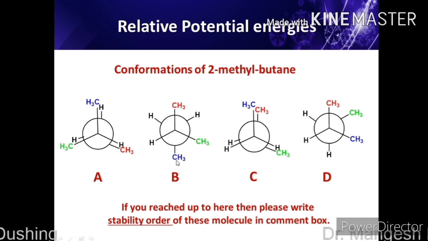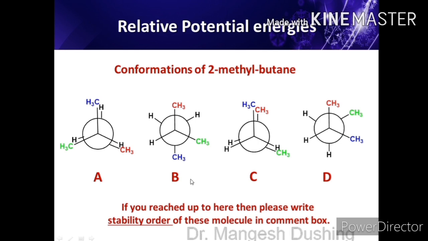In this structure, methyl hydrogen gauche, methyl hydrogen gauche, methyl methyl gauche. So this will be 0.9 kilocalorie per mole. Methyl hydrogen gauche, 0. Hydrogen gauche 0. So the total energy of the molecule will be 0.9 kilocalorie per mole. In this way you can calculate the energies of molecule C and the energies of molecule D.